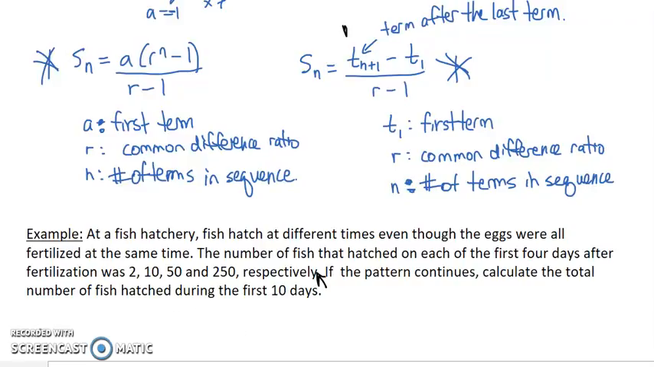Well, the first thing I know is that my first value, my a value, is 2. And then I'm going to go up by a multiple of 5, and then a multiple of 5 again. So these are multiplied by 5, by 5, by 5 yet again. And so what I need to do here is I recognize the r value is 5. And what I'm trying to find is for the first 10 days. So that means the n value is 10. And so I'm trying to find S10.